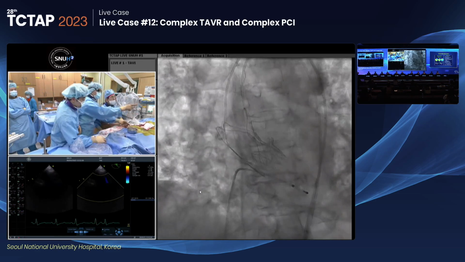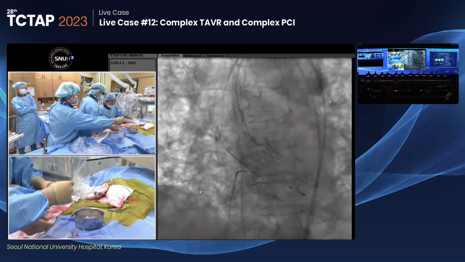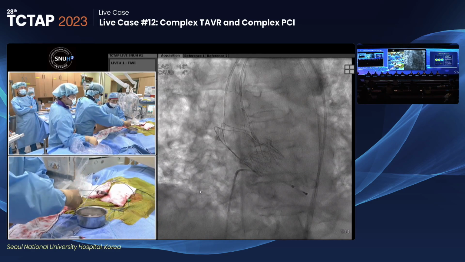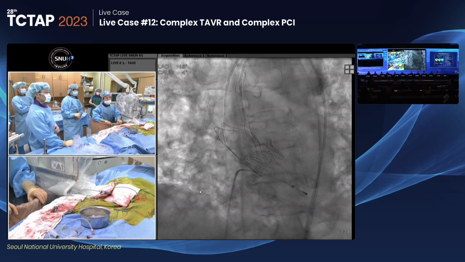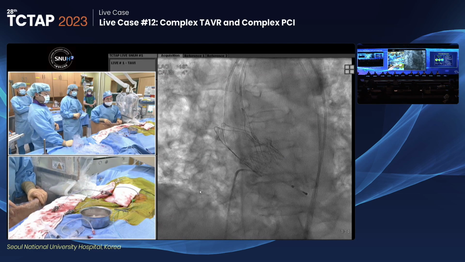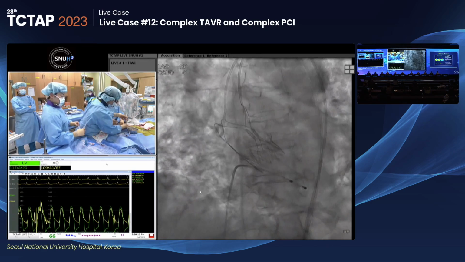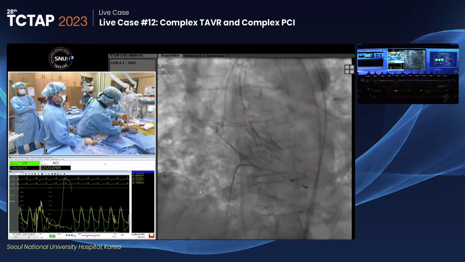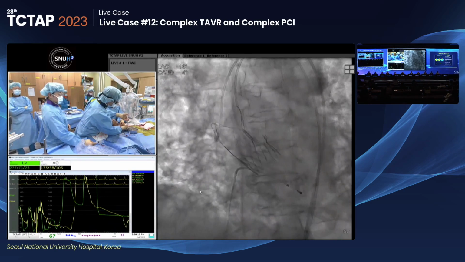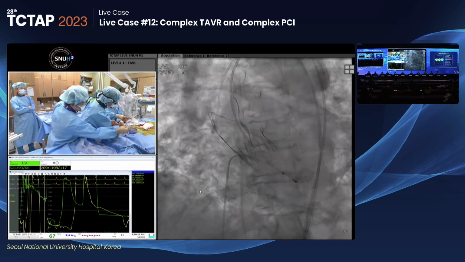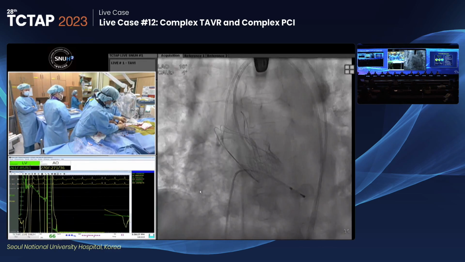You can check the AR index right here. Okay, once again. Okay, we can show the AR index. Okay, pressure. Flushing again. I don't have experience with Acurate Neo 2 in Asan Medical Center, and is it possible to do further dilation after implantation of Acurate Neo 2?